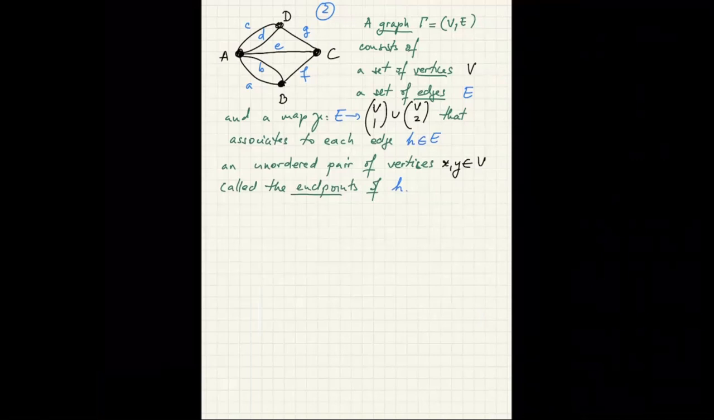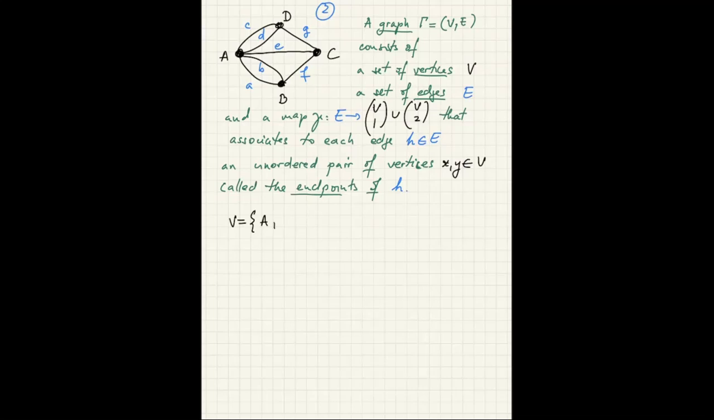So a graph gamma consists of a set of vertices, which is usually denoted by V, and a set of edges, which is denoted by E. So for the picture on the left, the set V would be A, B, C, D. And the set of edges E will be lowercase a, b, c, d, e, f, and g. Okay, so these are the objects, of two kinds: a vertex and an edge.